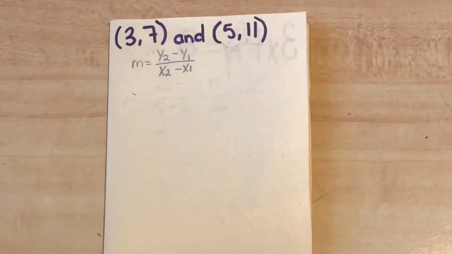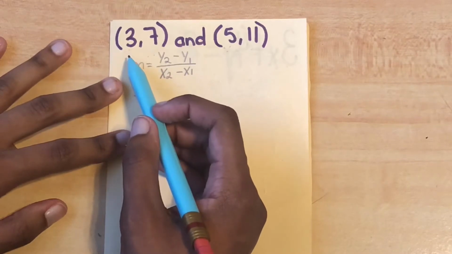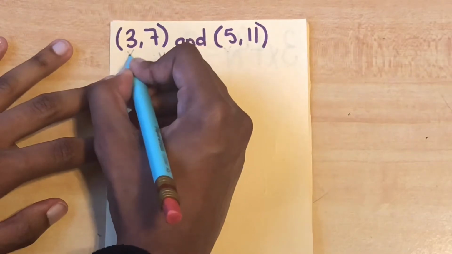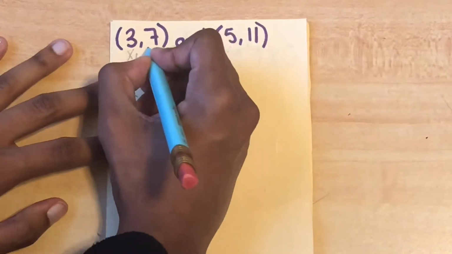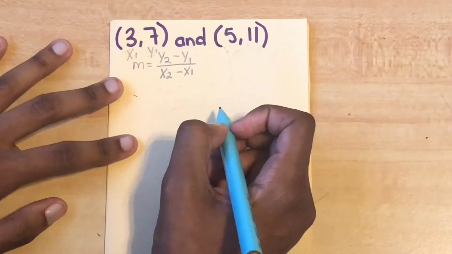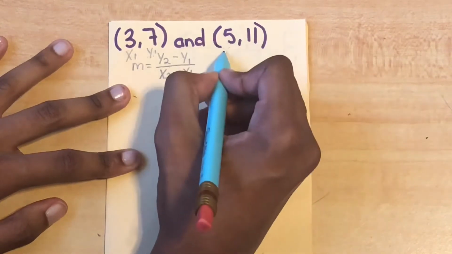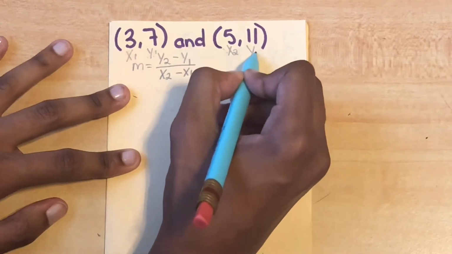To determine what numbers is going to be our y2 and our y1, or our x2 and our x1, I'm going to label the ordered pairs. Since 3 and 7 is our first ordered pair, they will be our x1 and our y1. So the first number will always be x, so this will be our x1. And the second number will always be y. So this is our y1. So now we're going to come over here. And this is our second ordered pair. So this will be x2. And this would be y2.